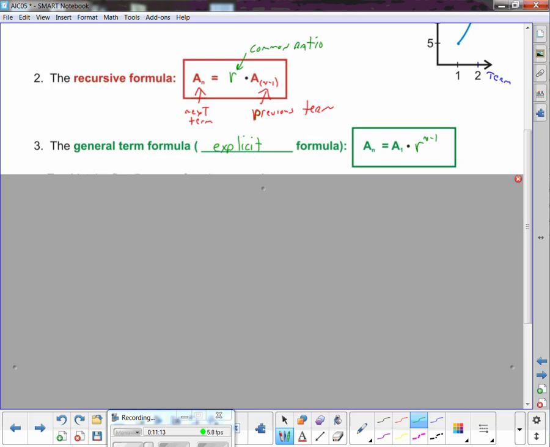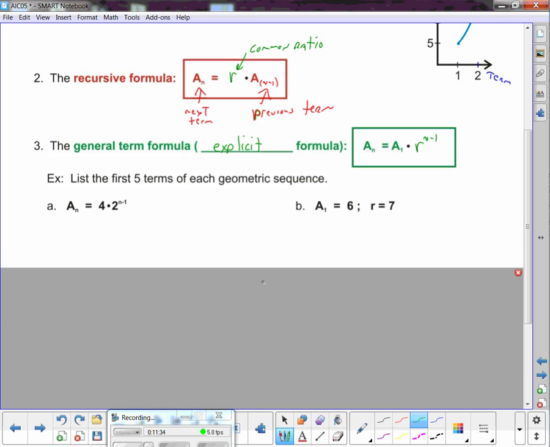All right, so two different formulas, and you got to keep them straight. The recursive formula, what does it allow you to do? It allows you to find a term if you know the previous term and the value of r. What does the explicit formula allow you to do? It allows you to find any term if you know the first term and the value of r. Okay, let's go through and do some sequences.